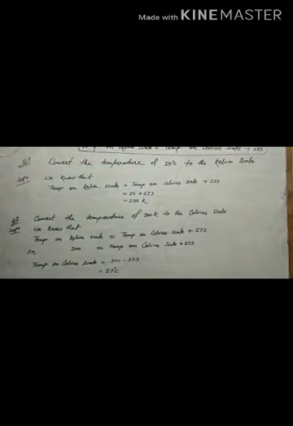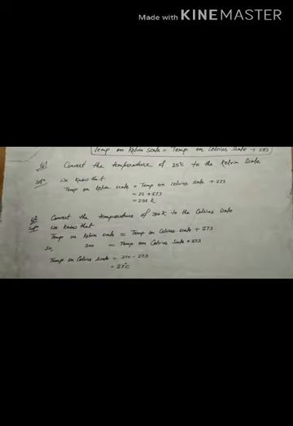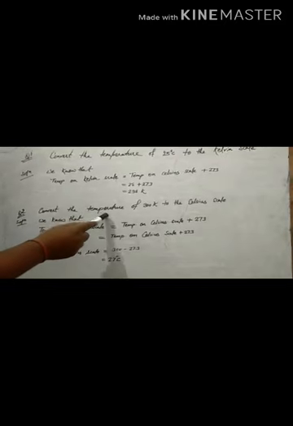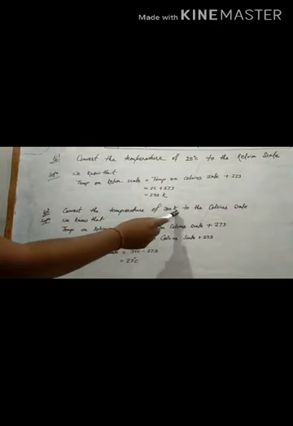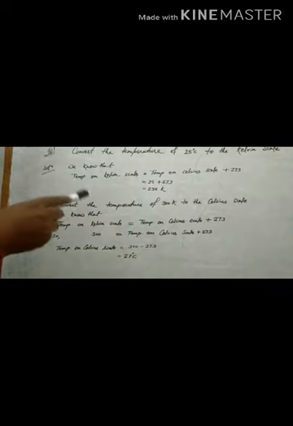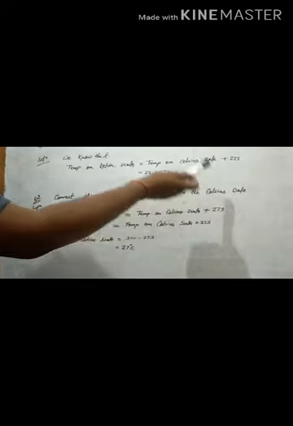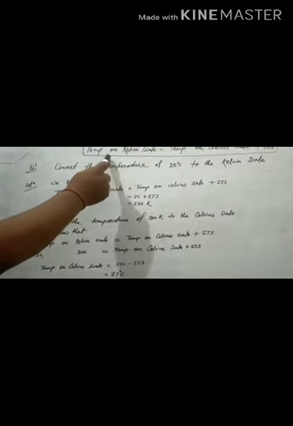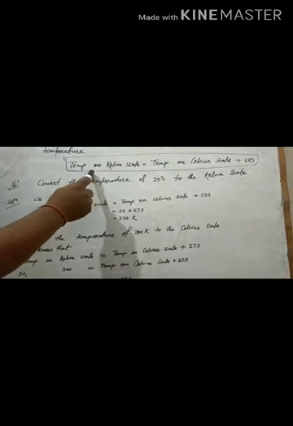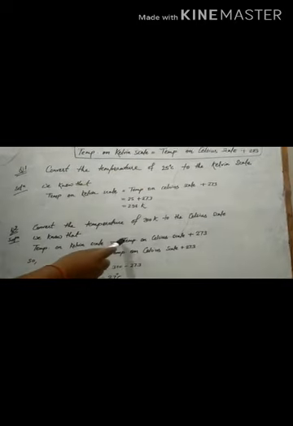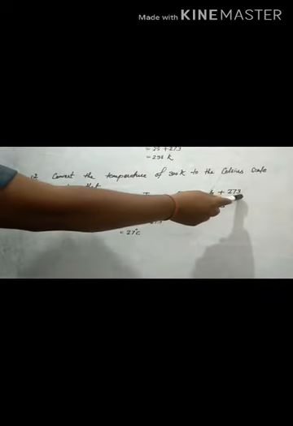Now we will take another example. Convert the temperature of 300 Kelvin to the Celsius scale. In this question we will have to convert 300 Kelvin to the Celsius scale, and we know the formula of the relation between the Celsius scale and the Kelvin scale. Write the formula here: temperature on the Kelvin scale is equal to temperature on the Celsius scale plus 273.